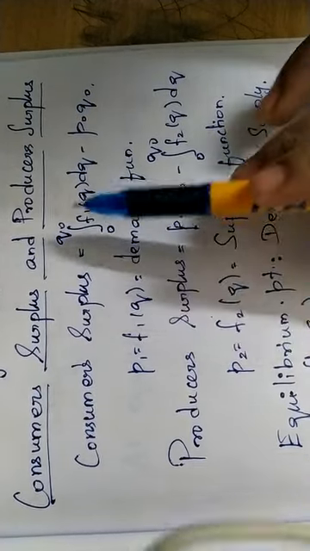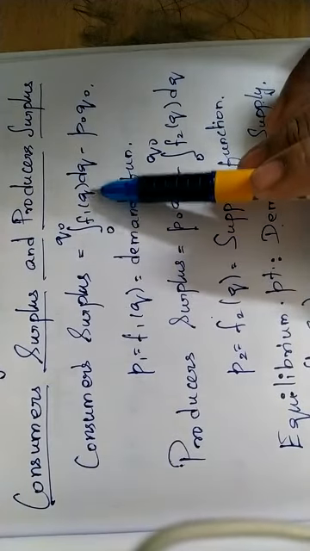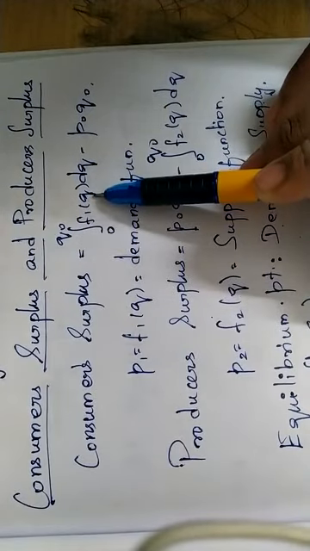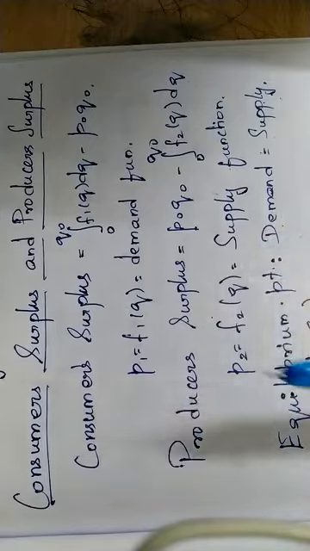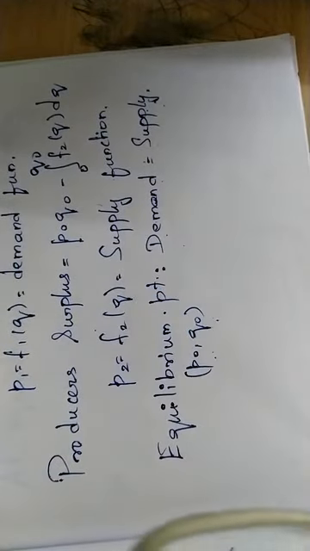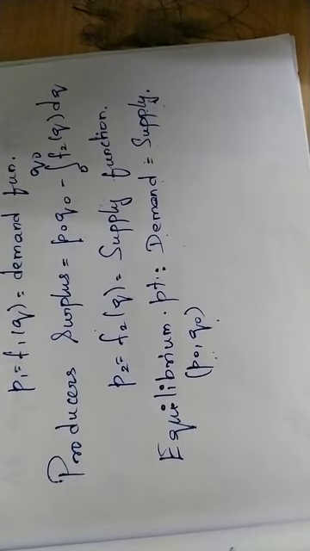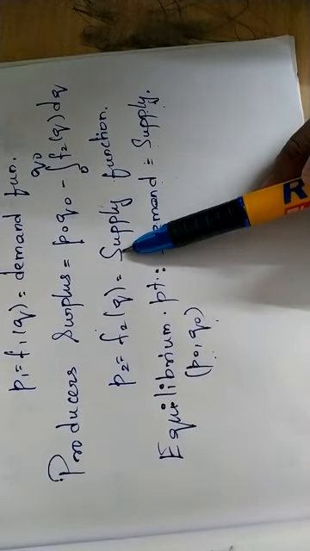and the formula for finding the consumer surplus is integral 0 to q naught f1 of q dq minus p naught q naught, where this f1 of q is nothing but the demand function. Similarly, for producer surplus, the formula is p naught q naught minus integral 0 to q naught f2 of q dq, where this f2 of q is nothing but the supply function.